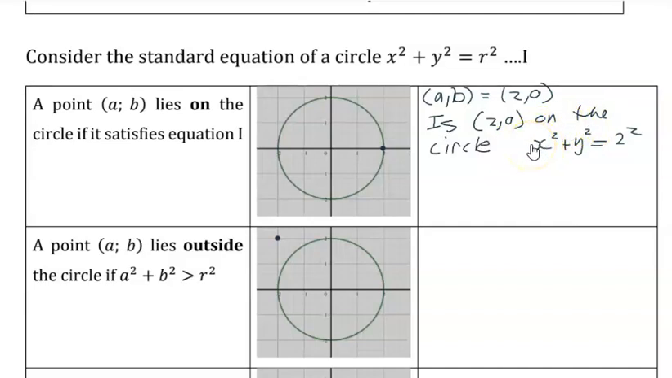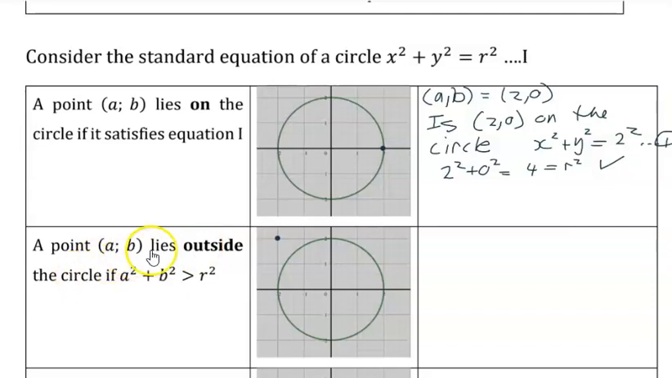So if it's on the circle, then it will satisfy this equation here. So if I plug in the 2, 0 on the left hand side, then I get 2 squared plus 0 squared, that is equal to 4, and that is equal to my radius squared. So it satisfies that equation 1. That means that it lies on the circle.